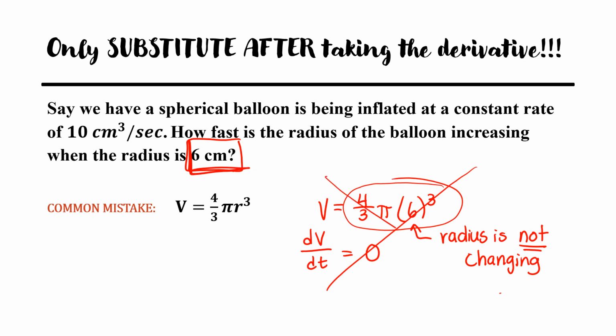But this is not correct. Be careful that you only substitute after taking the derivative, or else you've changed something that's variable into something that's constant, and therefore not actually changing. So we don't actually have a rate of change.